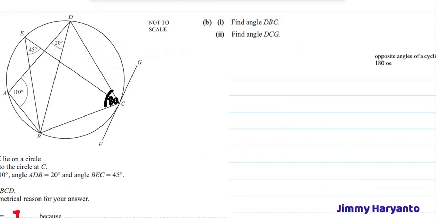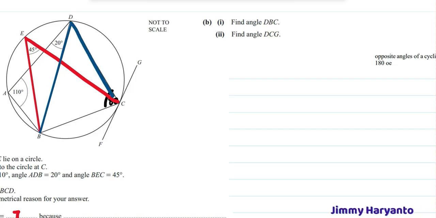To find DBC, you have to take a look at the 45 first. If this one is 45, that means this one will be also 45. Okay, this one is 45. And then after that we will erase the red one. We will find DCB right now.